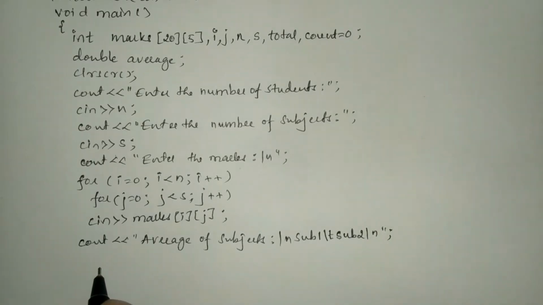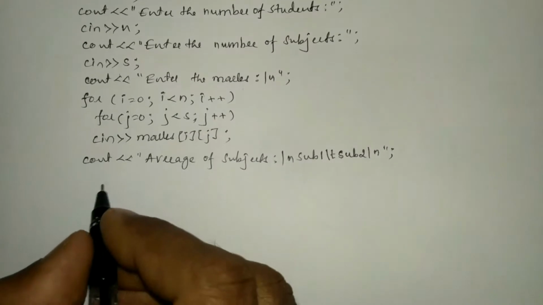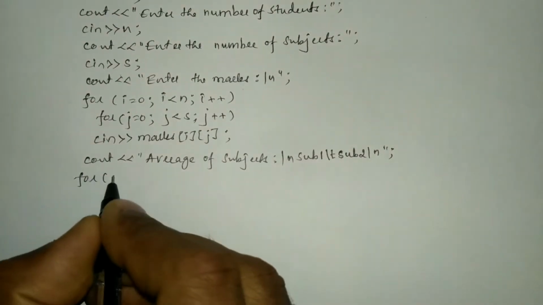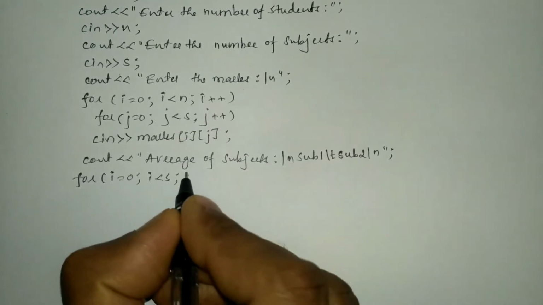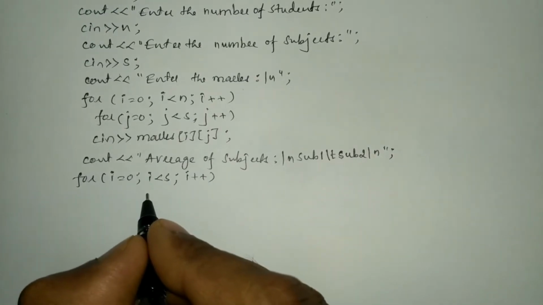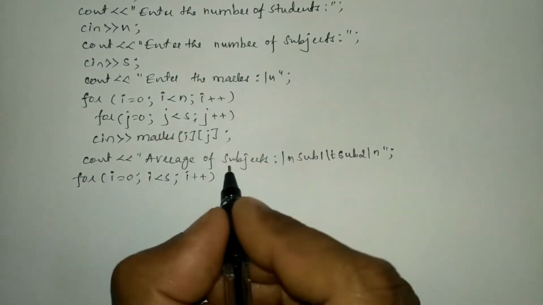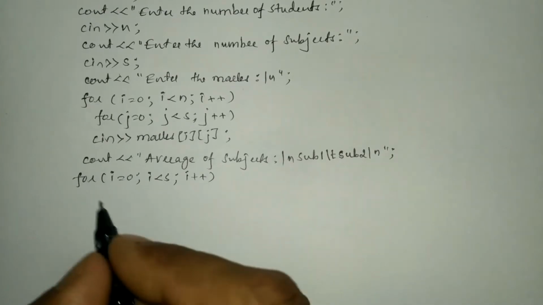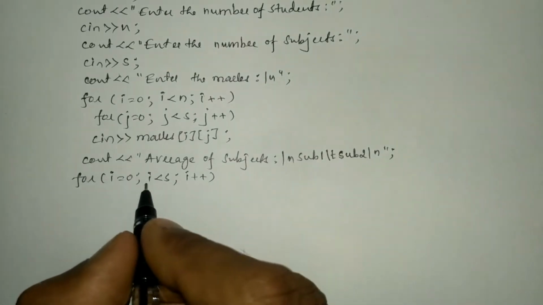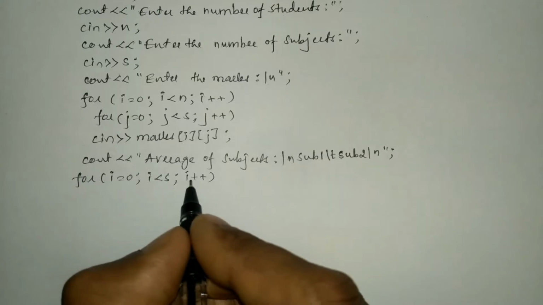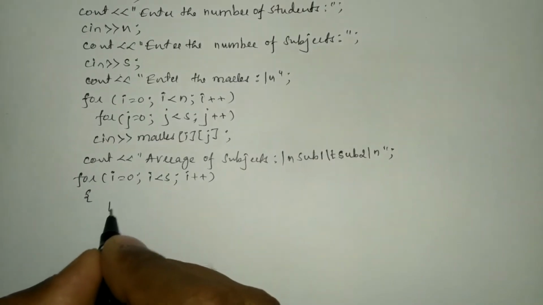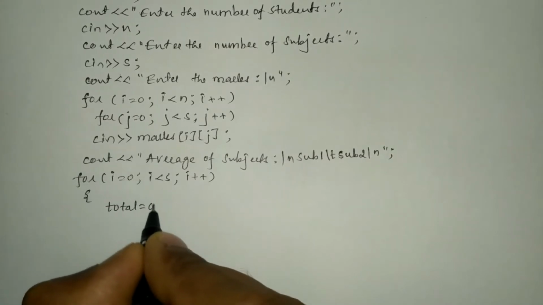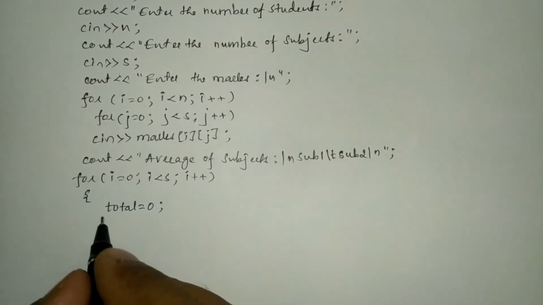And now we are going to use the iterative statement for i is equal to 0, i is less than s, and i plus plus, because I want to find the average of subjects of each student. So that's the reason we have to take first i is equal to 0, i is less than s, and i plus plus. So curly open brace, and here we are going to set the value 0 to total.